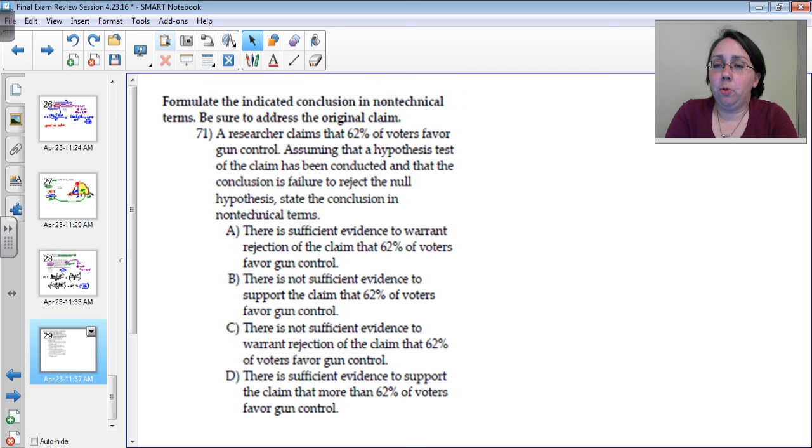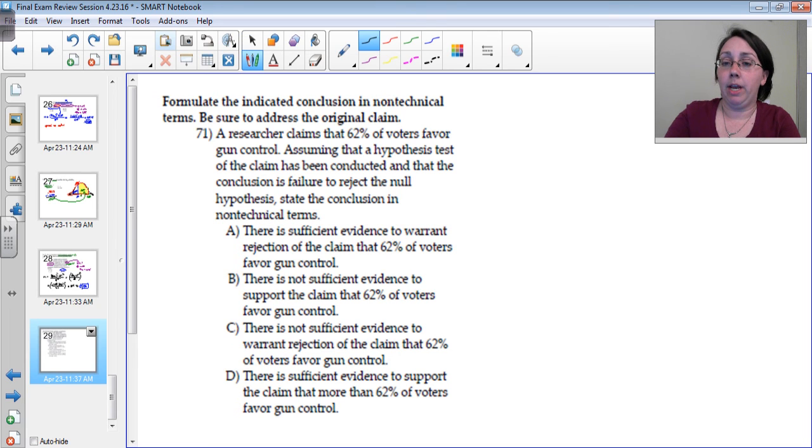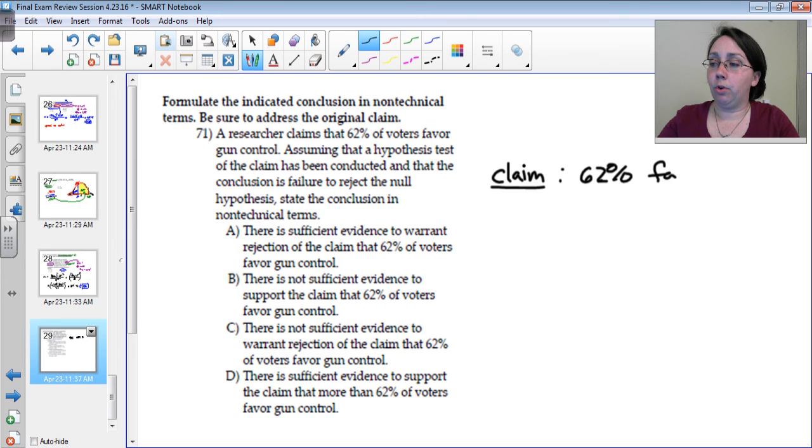Okay. Formulate the indicated conclusion in non-technical terms. Be sure to address the original claim. Alright. Sometimes these questions can be a little funky, because they can state them in terms of the null hypothesis or they can state them in terms of the alternative hypothesis. So what I'm going to do is look at the first paragraph and write down what I think it's supposed to be, and then see if that's an answer choice. If it's not, then I might have to adjust a little bit. So in our first statement, a researcher claims, oh, okay, there's a claim. I'm going to write that down. 62% of voters favor gun control.